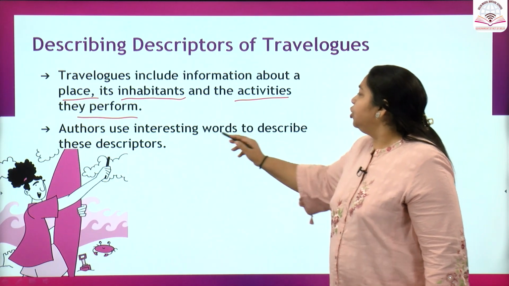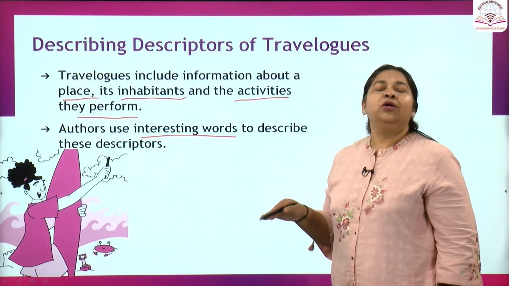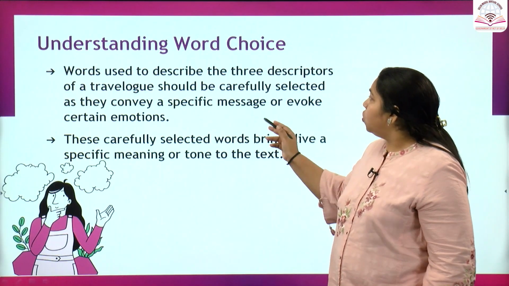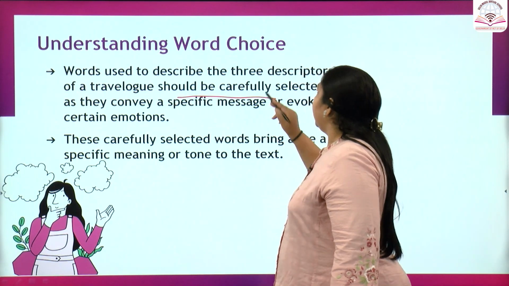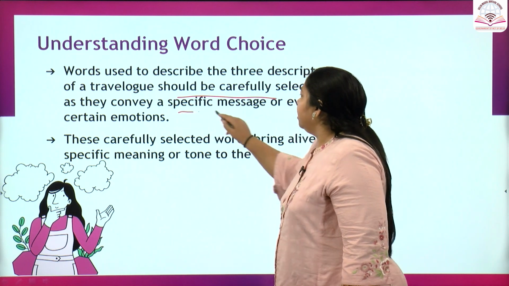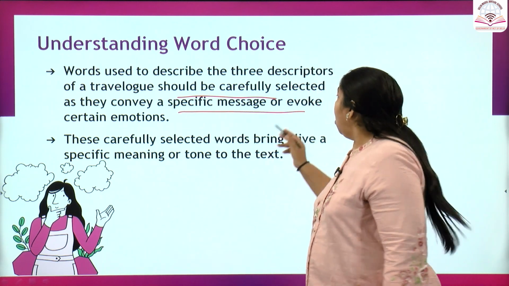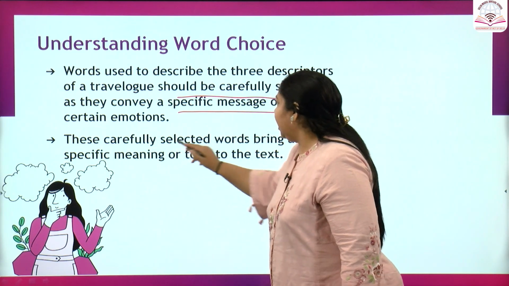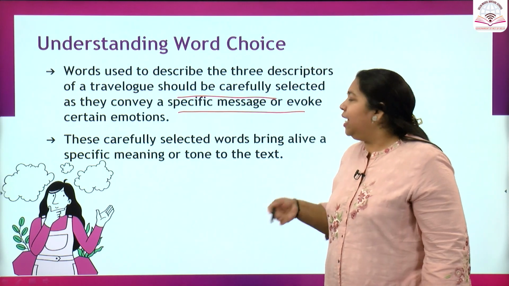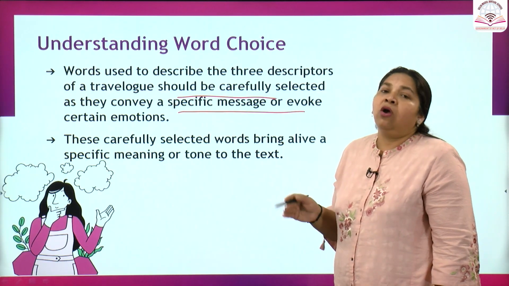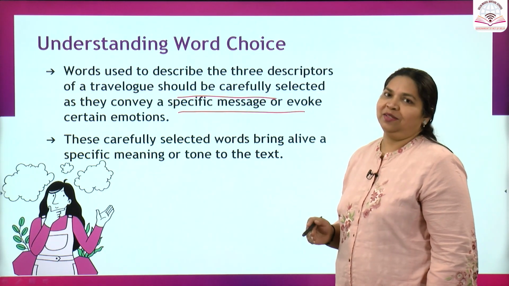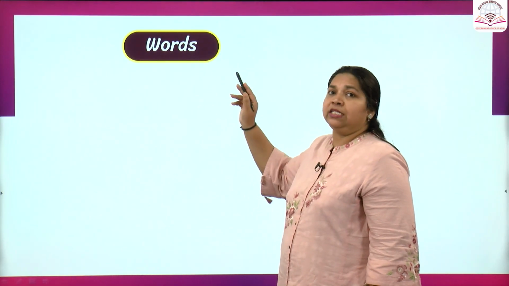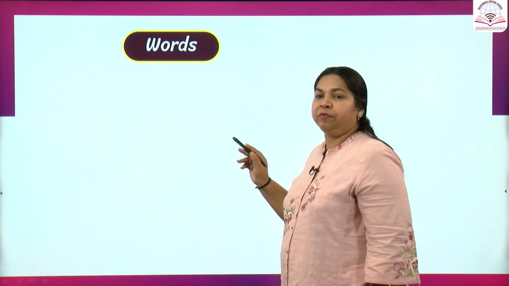And the author uses interesting words to describe these 3 descriptors. The words chosen should be done carefully and they convey a specific message or evoke certain emotions. So, the carefully selected words bring alive specific meaning or tone to the text. What are the different kinds of words that describe these 3 descriptors?